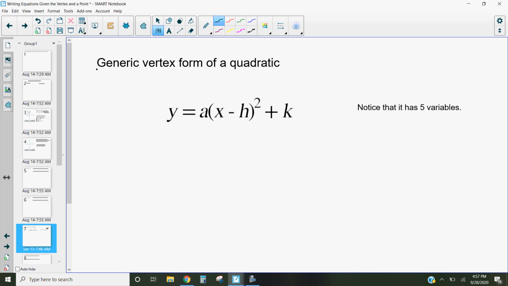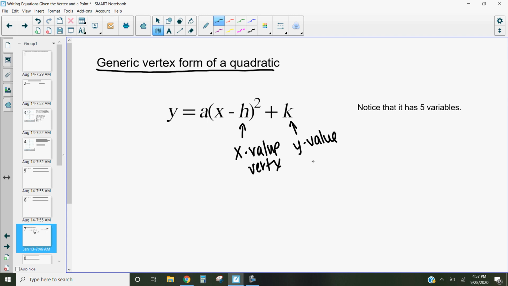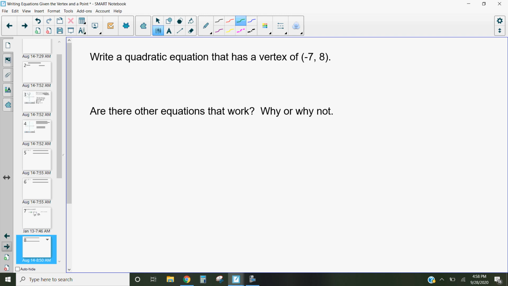Now, this here is the generic vertex form of a quadratic. And remember that this h here is the x value of our vertex, and this k is the y value of our vertex. So given that vertex, we're going to substitute it in here for our h and k values, and then we're going to use that other point that it gives us to solve for a. So ultimately, we have y equals some number times x minus whatever the x value of our vertex is, squared, plus the y value of our vertex. So let's go ahead and take a look at what happens here.